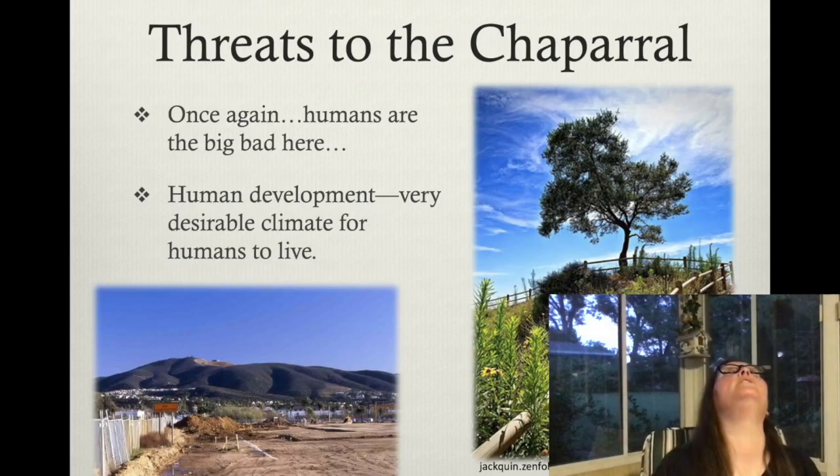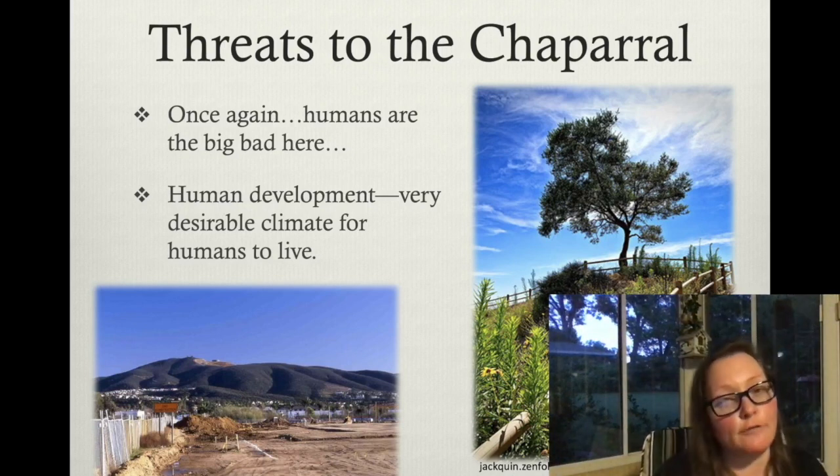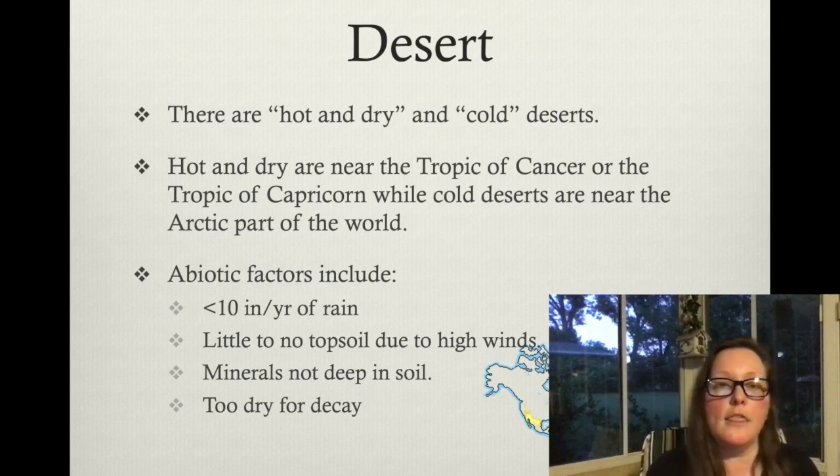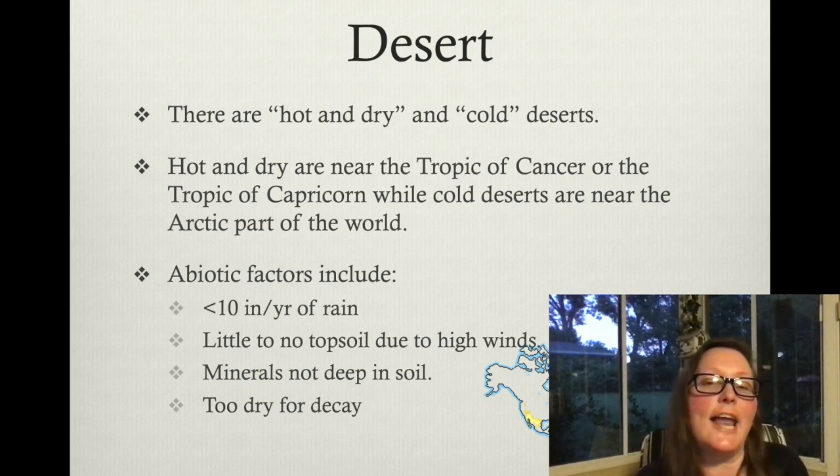Threats, of course, it's people, mostly for human development, because a lot of people want to live in these areas because it's gorgeous, like absolutely gorgeous. But the more people who live there, the more of the gorgeousness we destroy in order to make nice, comfy homes. And we have our desert, hot and dry and cold deserts.